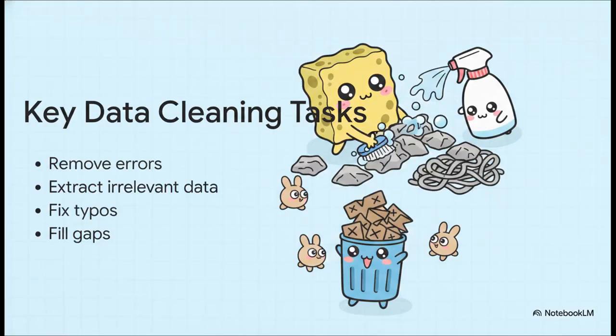So what does that 80% actually look like in practice? Well, you'll be removing major errors and duplicate records that could totally skew your results. You'll be extracting irrelevant observations that just have nothing to do with your core question. You'll spend time fixing typos and layout issues so your software can actually read the data. And finally, you'll be figuring out how to fill in major missing gaps. Whatever you do, do not rush this part. Analyzing the wrong data will severely impact your results and send you right back to square one.